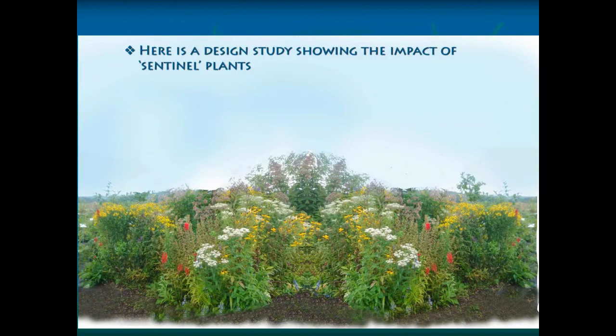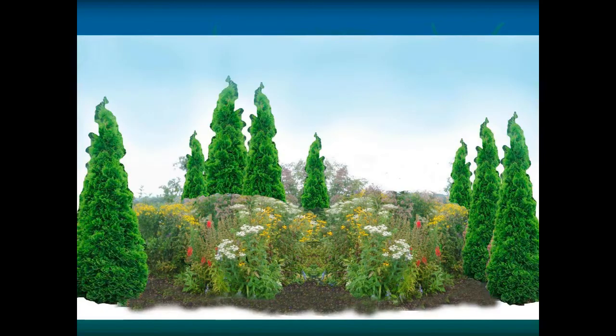I like this idea so much that I did a little design study to show what happens when you put these sentinel plants in. And this is photoshopped, but this is a typical sort of messy looking native plant garden. It's beautiful, supports pollinators, colorful, wonderful, messy. And look what happens when we put some arborvitae in there.